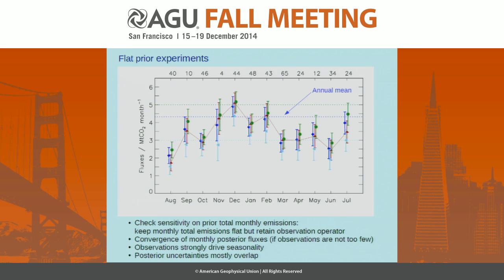What you generally see is that the monthly posterior fluxes nicely converge to one value. For example, in December, even when you start with 3 megatons CO2, you come up to values that are very close to each other. So the conclusion of our flat prior experiment is really that the seasonality is driven by the observations, so that the observations are responsible for the temporal variations of the monthly budgets.